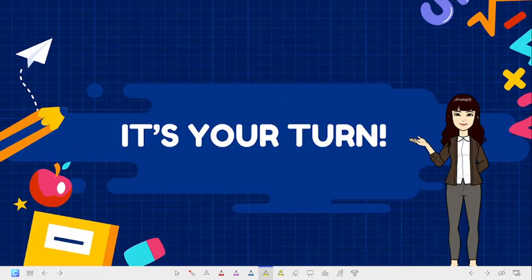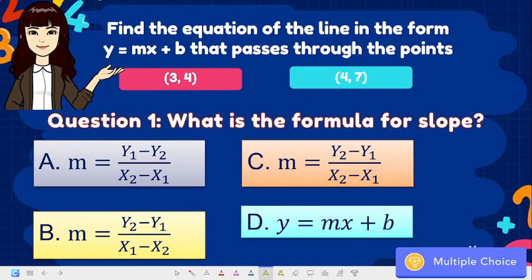So, now let's have your turn. Find the equation of the line in the form y is equal to mx plus b that passes through the points (3, 4) and (4, 7). So, question number 1, what is the formula for slope?